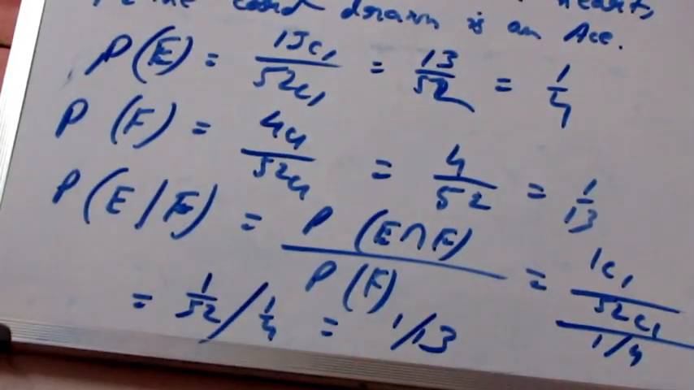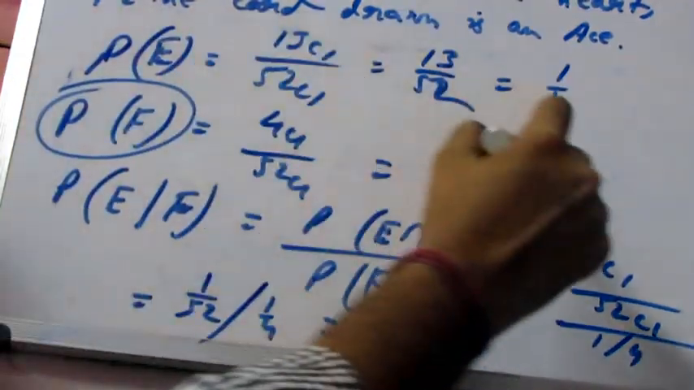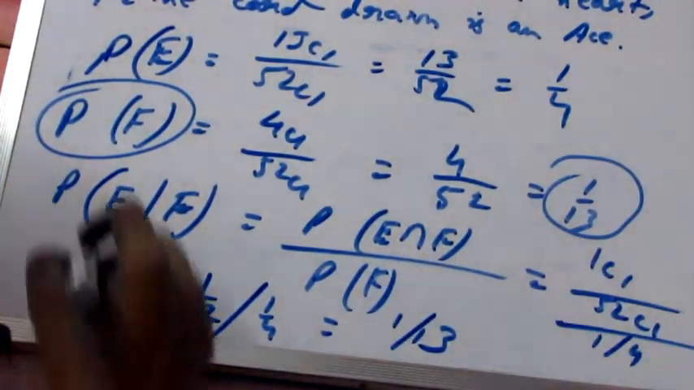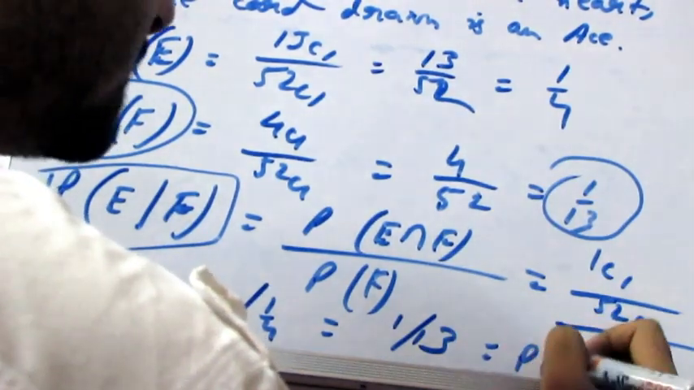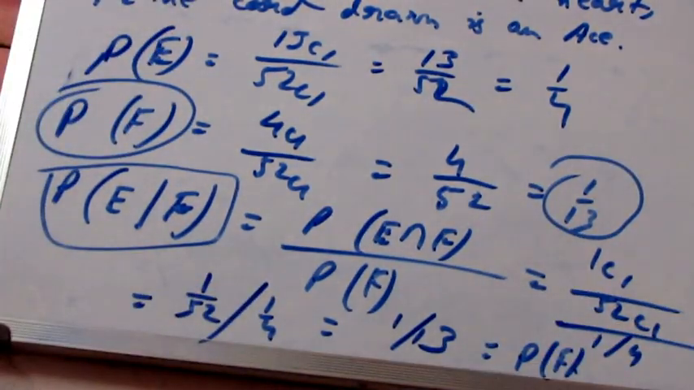That means P of E given F is equal to 1 by 13, which is actually nothing but P of E. That means it clearly shows that the occurrence of the event F has no effect on the occurrence of E. I'm telling you the opposite one. Actually, the occurrence of E has no effect on F.